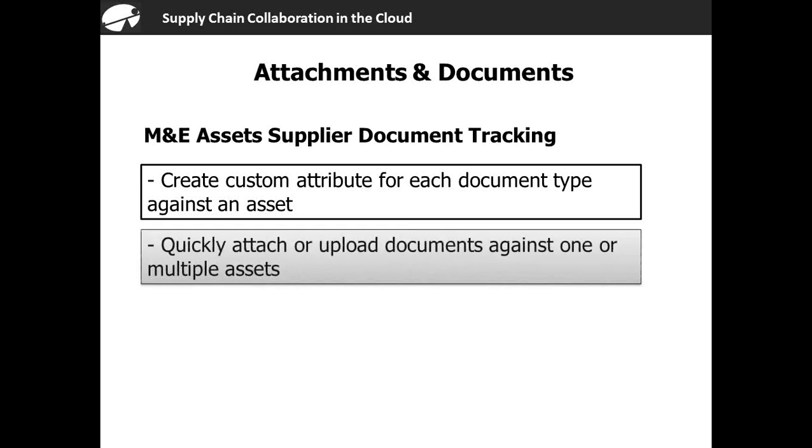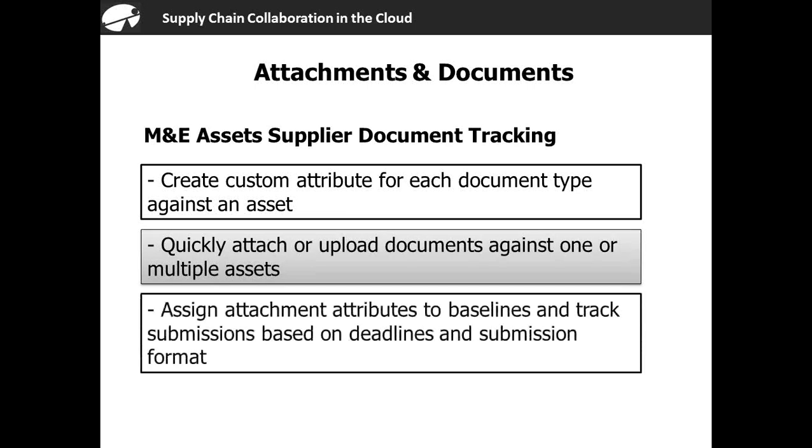What we are then able to do is quickly attach and upload documents against one or multiple assets. When you're talking about an O&M manual, it's probably going to be the same for the whole asset class. So rather than attaching it individually to each asset, it's very easy to attach it to all the assets within the class.